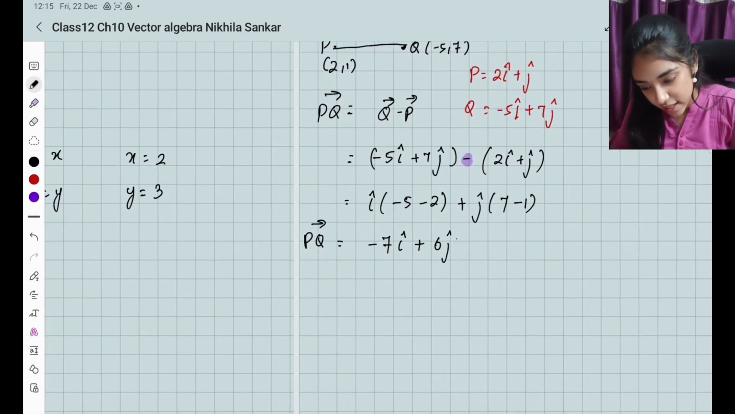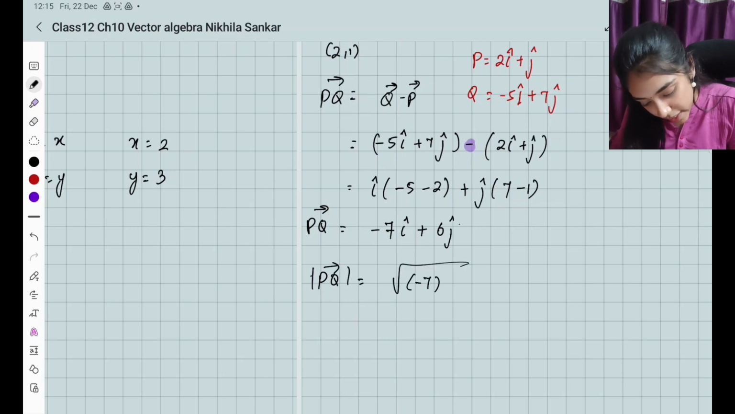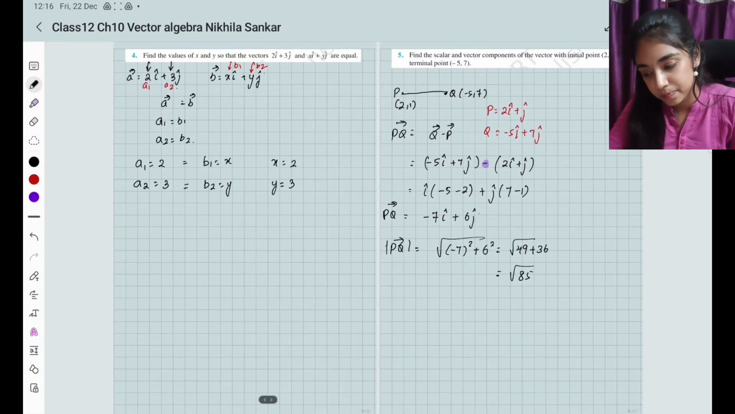இப்போ scalarனா என்ன அர்த்தம்? They are asking for the magnitude. இப்போ scalarனா எப்படி எழுதலாம்? Magnitude of PQ is going to be square root of minus 7 the whole square plus 6 square. So square root of 49 plus 36, which is going to be square root of 85. Okay, please copy.